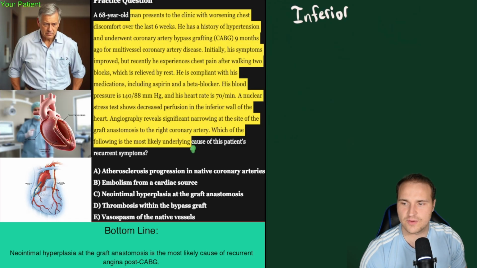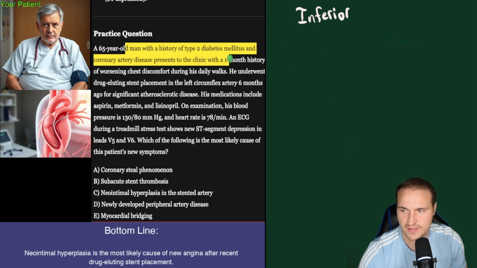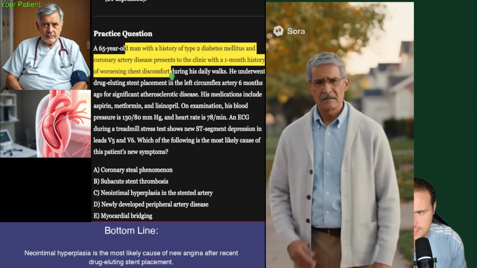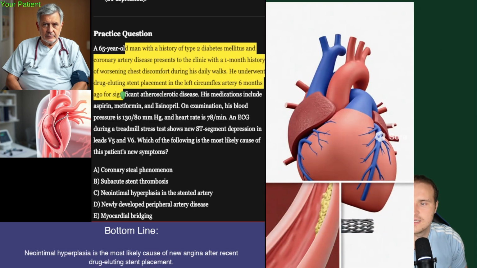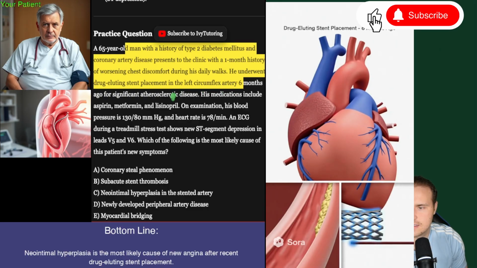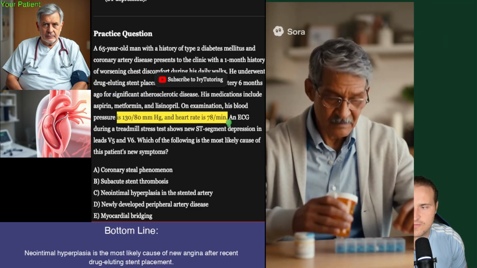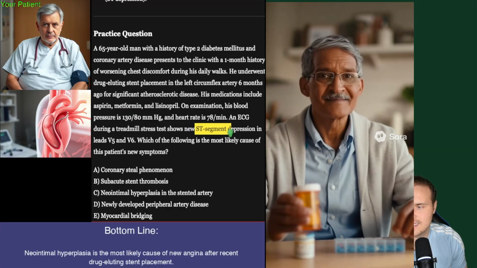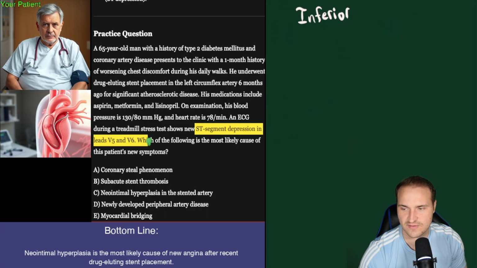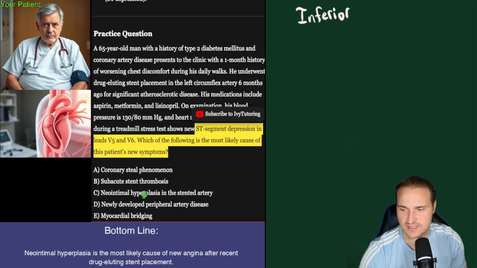All right, here's our practice question. A 65-year-old man with type 2 diabetes and coronary artery disease presents to the clinic with a 1-month history of worsening chest discomfort during his daily walks. He underwent drug-eluting stent placement 6 months ago. He's on metformin and lisinopril, blood pressure 130/80, heart rate 78. Now he's got new ST segment depression in leads V5 and V6. What's the cause of his new symptoms?